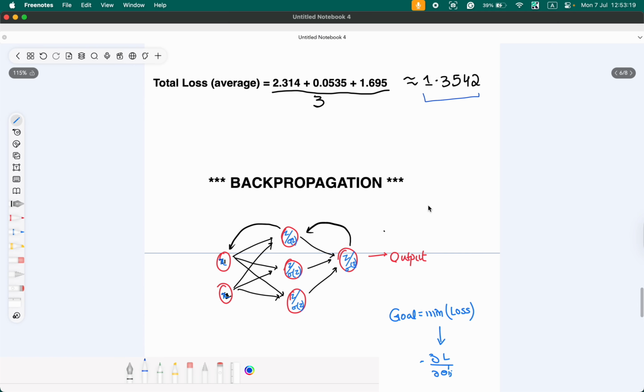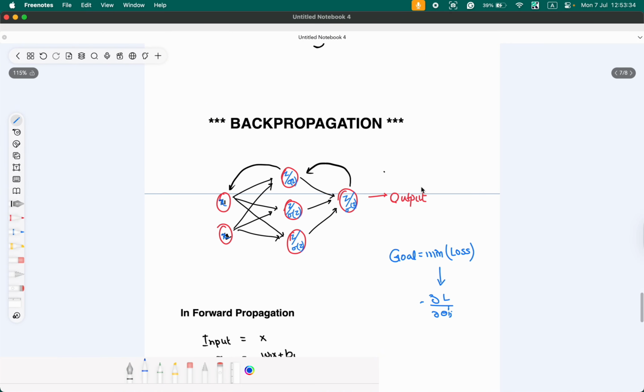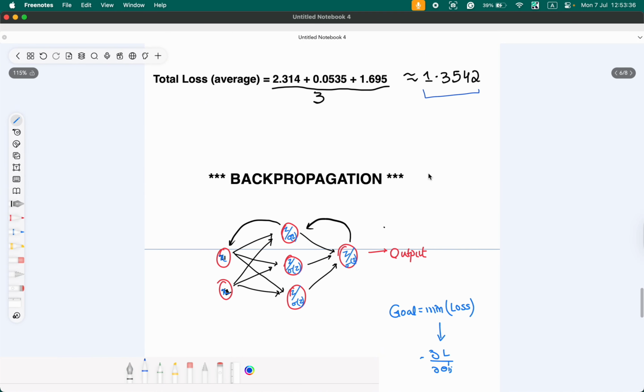Now we will use backpropagation, which is really the big idea. This is used to reduce the loss, and here's the quick intuition. So we will use backpropagation to reduce this loss.